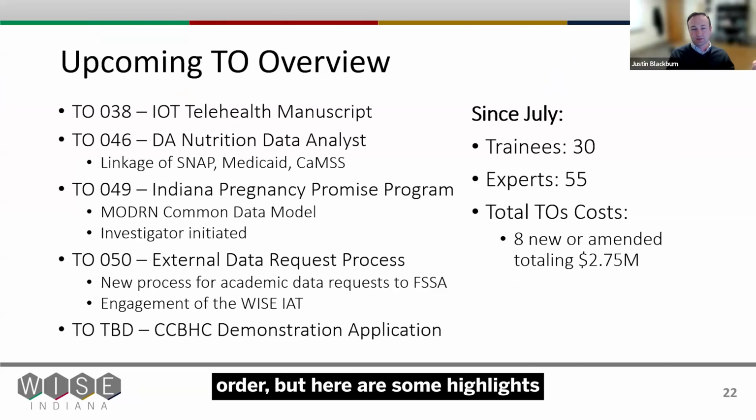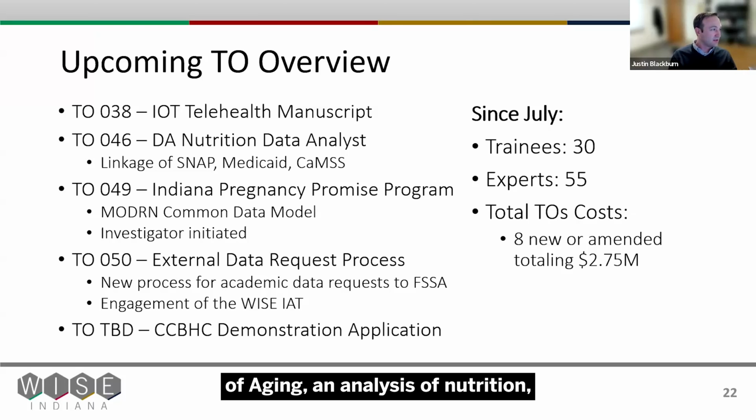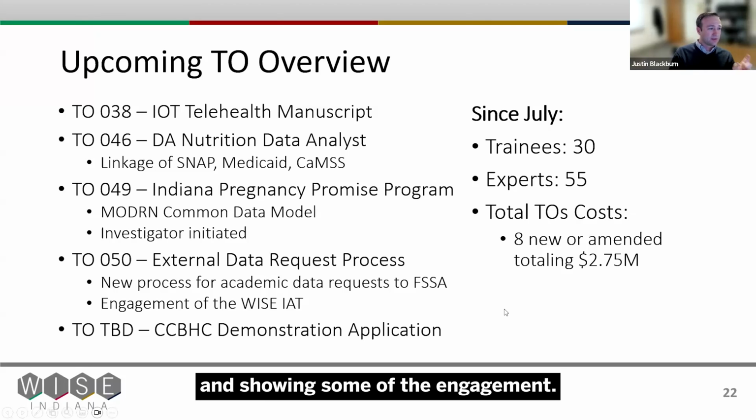We're in our 50th task order, but here are some highlights that we've just closed out. We've recently done a project evaluating intensive outpatient therapy, which is a sort of residential alternative to substance use disorder and other mental health. And we looked at how telehealth might compare to in-person offerings of that for the state. And so we provided some recommendations on that. We're also looking at division of aging and analysis of nutrition, and we're planning things for the Indiana Pregnancy Promise Program. And so there's a lot of exciting stuff on the horizon for WISE.